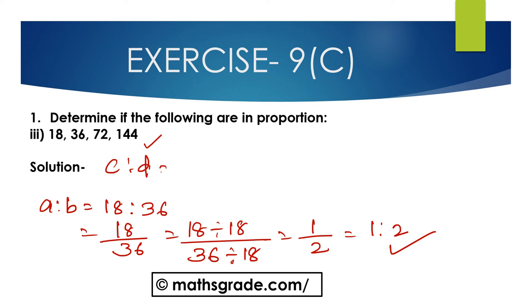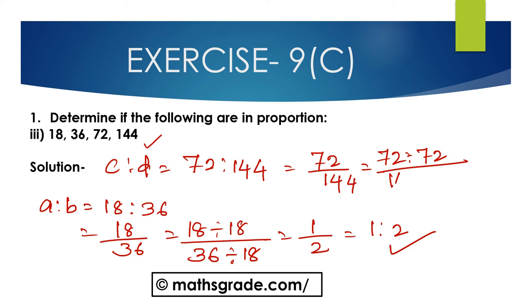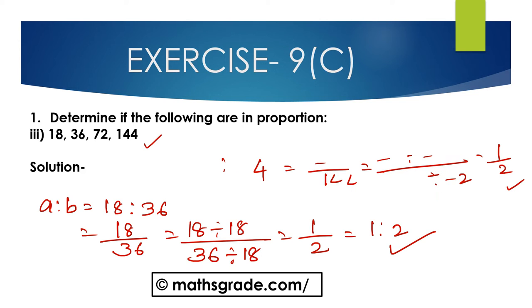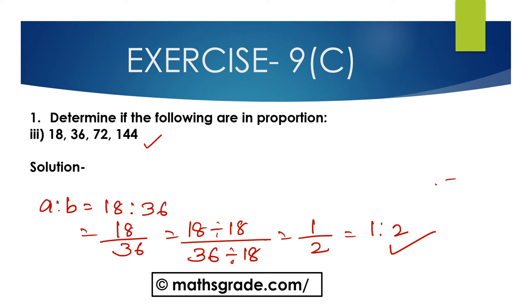Now C is to D. C is to D is 72 is to 144. Which is equal to 72 divided by 144, and between 72 and 144, 72 is the common ratio, so divide the antecedent 72 with 72 and the consequent 144 with 72, we get 1 divided by 2. That is 1 is to 2. So we get A is to B is 1 is to 2 and C is to D is also 1 is to 2. Both are equal. So A is to B is proportional to C is to D.